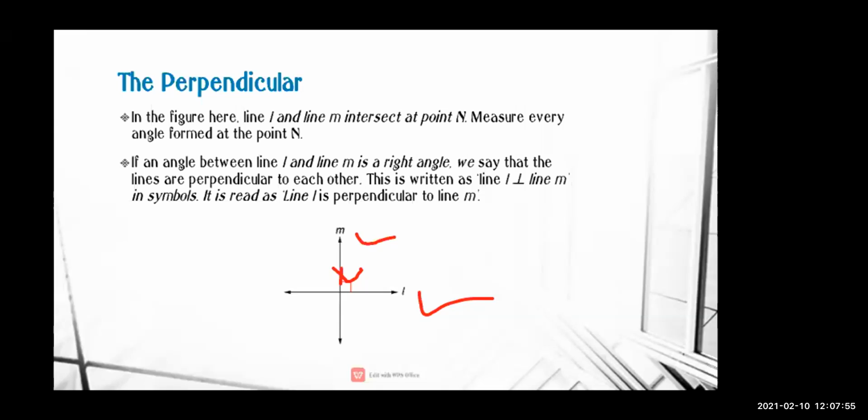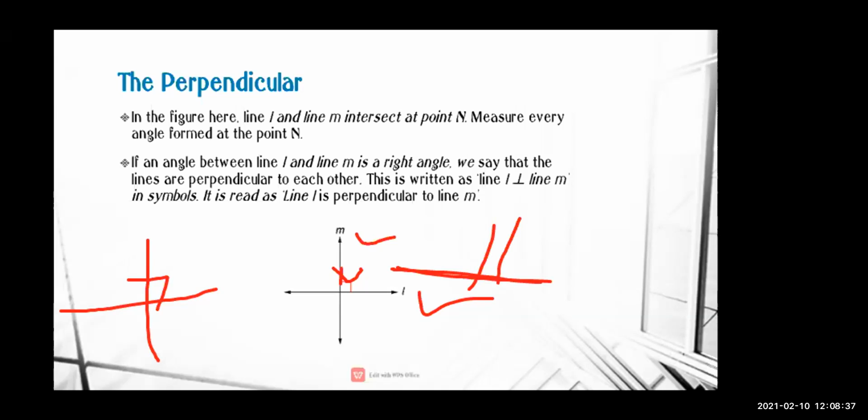Now here, if the angle between line L and line M is a right angle, you can see over here this is going to form, and here is the symbol of a right angle. If it is forming a right angle, we say that the lines are perpendicular to each other. This is written as line L perpendicular to line M. See this symbol, this is the symbol of perpendicular.